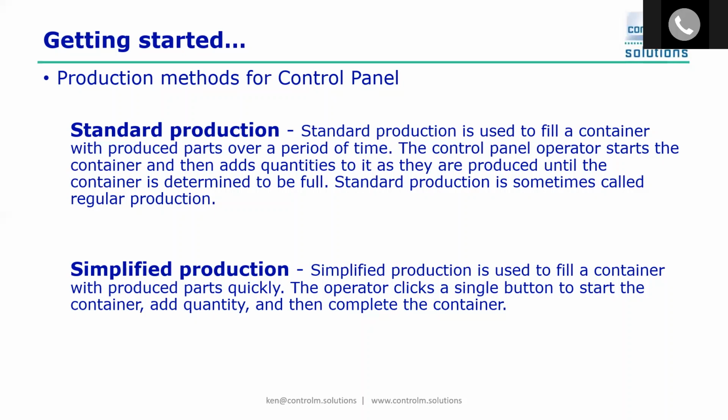Sometimes called regular production, but again, the method is the operator starts the container, adds to it over time, and then we determine the container is full when we more or less close it out. Mark the container as full. Another is simplified. Simplified production fills the container immediately. Obviously, we don't want to record production before we actually produce the thing.